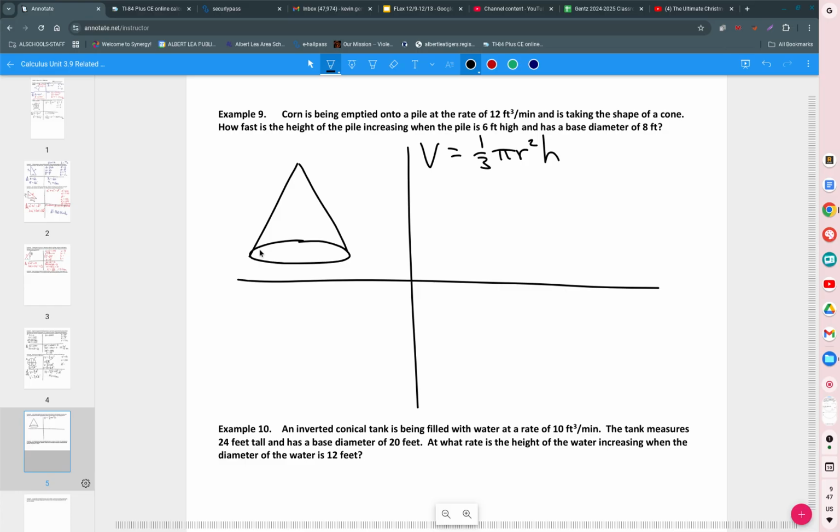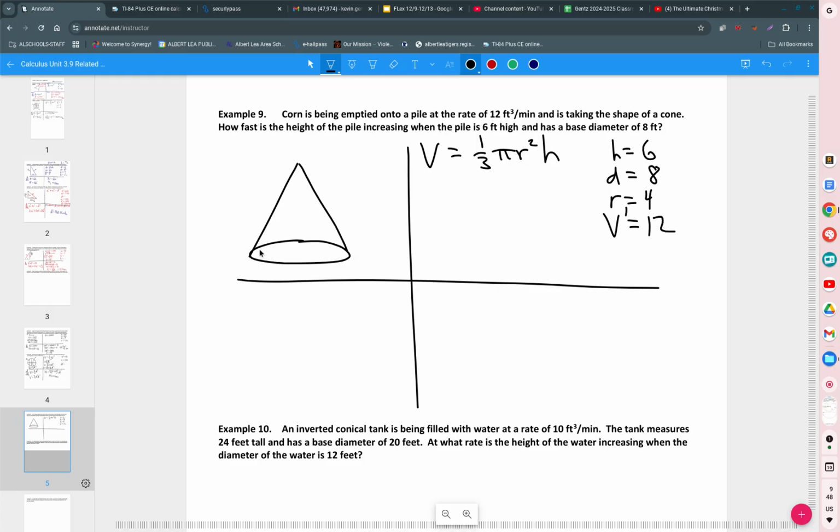So what do you know in the problem? What are we given? The current height is 6. Does the height change? Yes. So we can't plug it in. What else do we know? Yep, the base diameter is 8. If we know the diameter, do we know the radius? Radius is 4. Do those things change as well? Yes, we can't plug them in right away. Yep, V prime is 12.